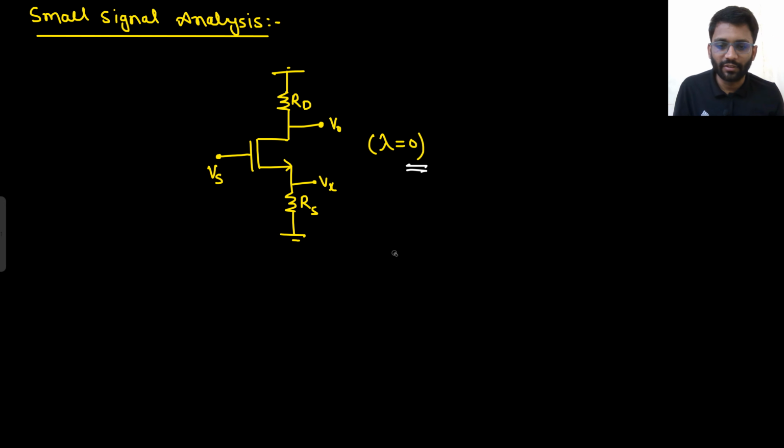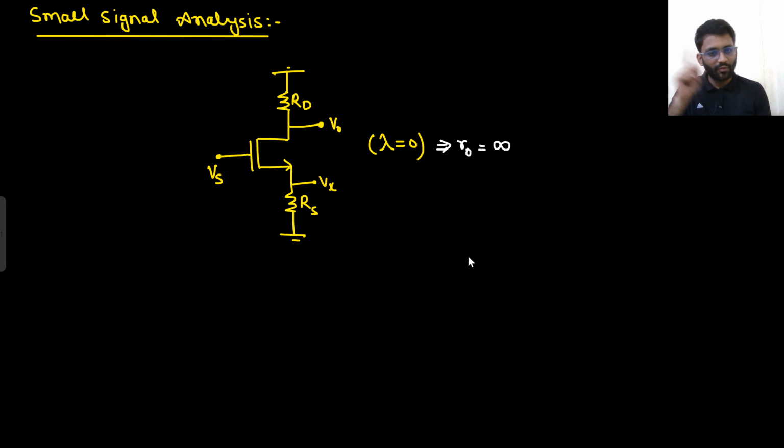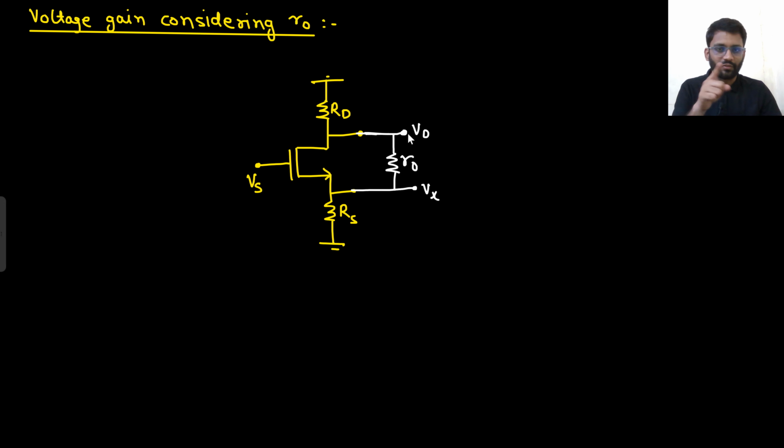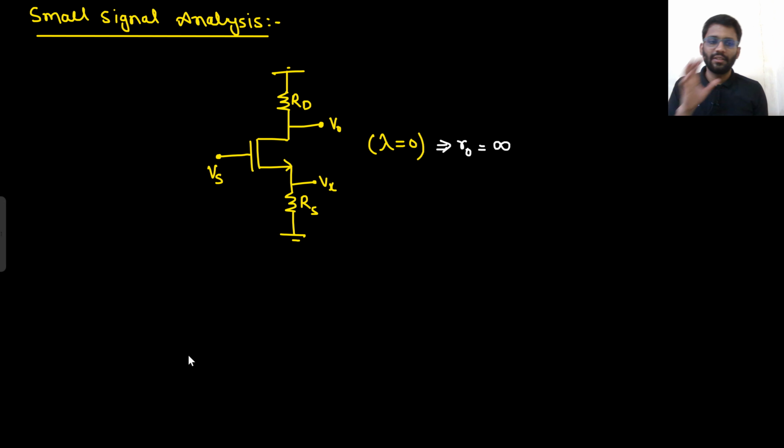So if lambda is zero, what does that mean? That means your R0 is infinity. So here we are considering the case that your R0 is infinity. We will also consider the case where R0 is not infinity here. I will write down the equation and get to the final answer. But once I write down the equation here, you will realize why it is not asked, because the expression will be very complex. So let's solve this expression once.